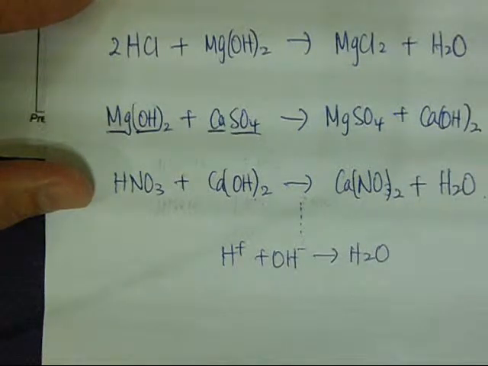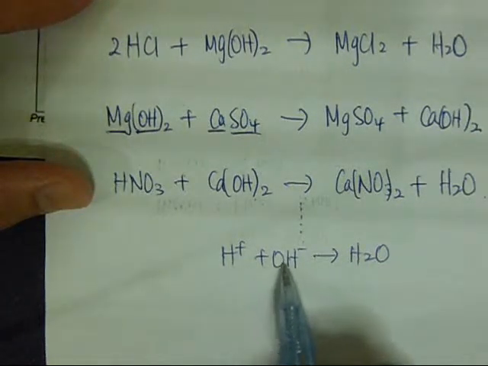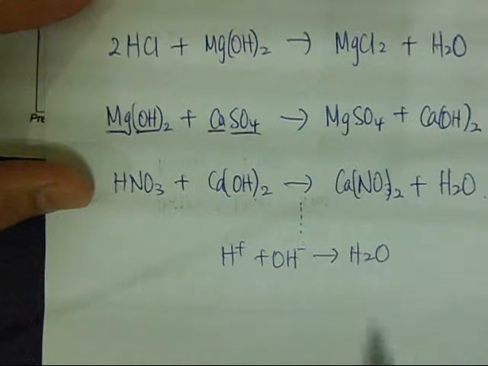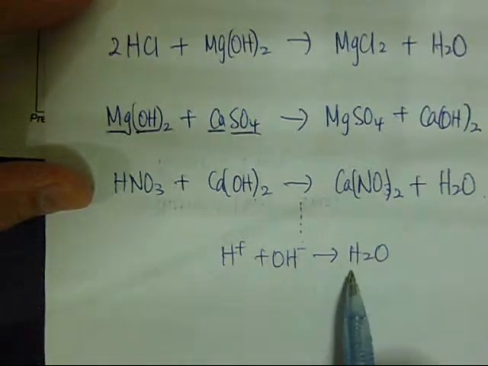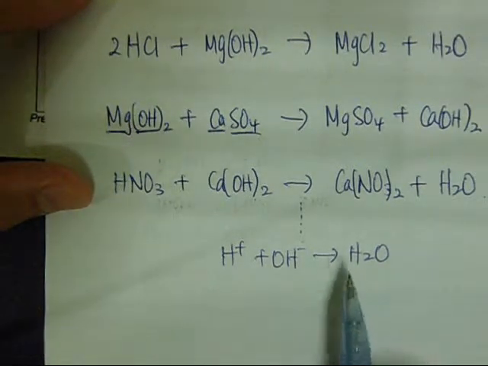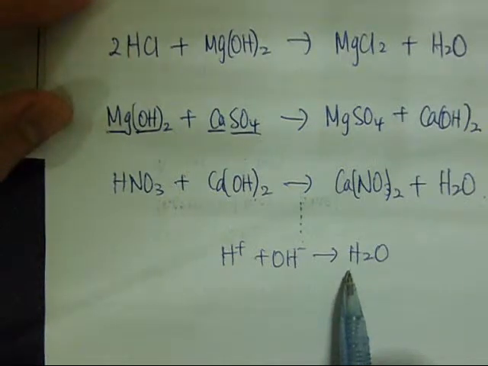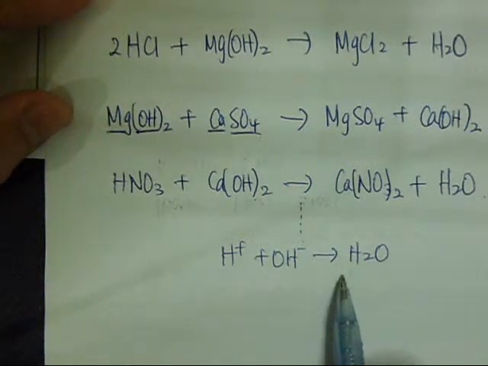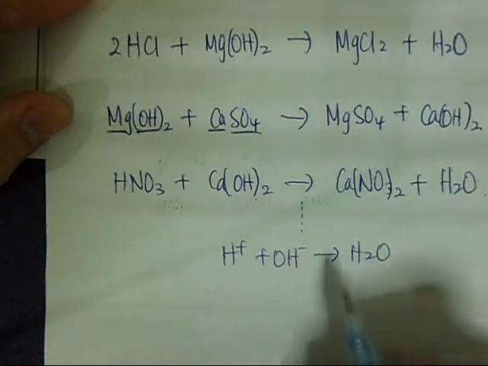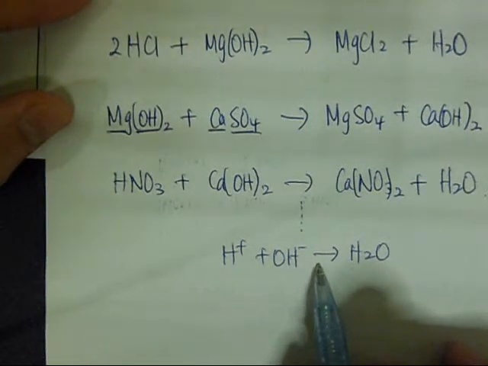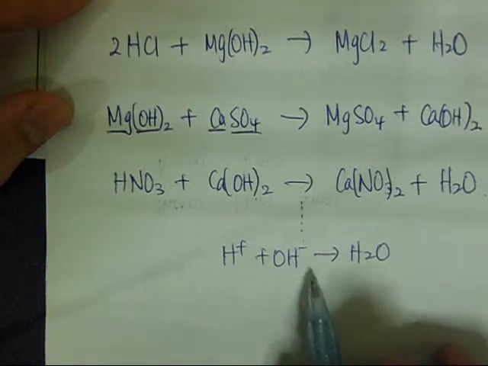That's why I said just now, H+ plus OH- gives you H2O. This is the ionic equation for all the neutralization reactions. For all the reactions that involve acid and alkali, the ionic equation must be like this. Remember this.